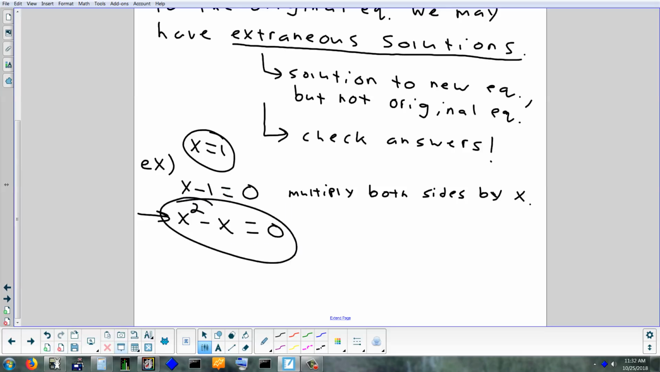Let's check, is 0 a solution to the original problem we had? No, we all agreed that 1 was the only answer, 0 was not. So by multiplying both sides by a variable, I created an extra answer that doesn't work. Okay? So check your answer. Questions on that? All right.